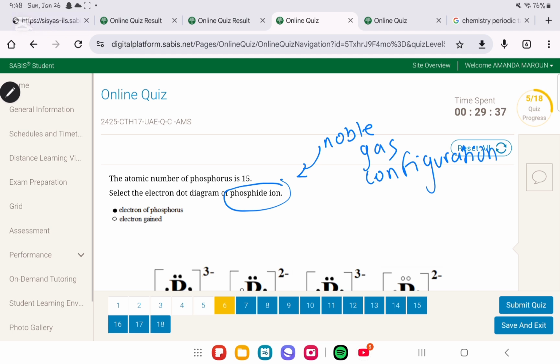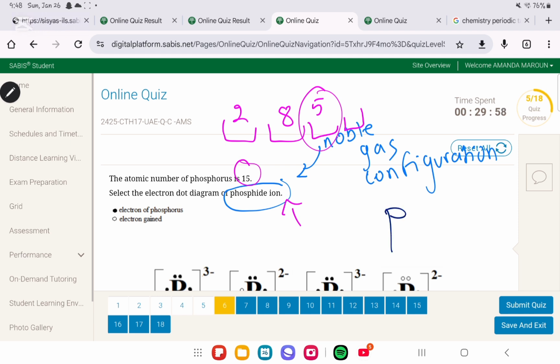Okay, so it has an atomic number of 15. Let us do the electron configuration. So it's gonna be 2, 8, and 5. So it has 5 valence electrons. Now we're talking about an ion, okay? So what's gonna happen is we're gonna have P, and it's gonna have 1, 2, 3, 4, and 5.